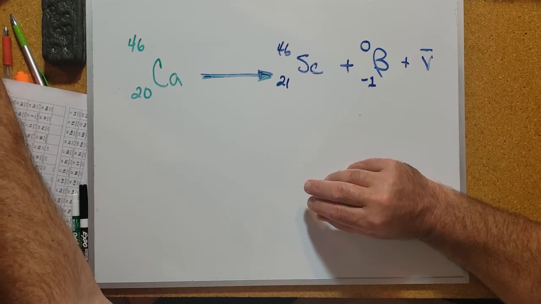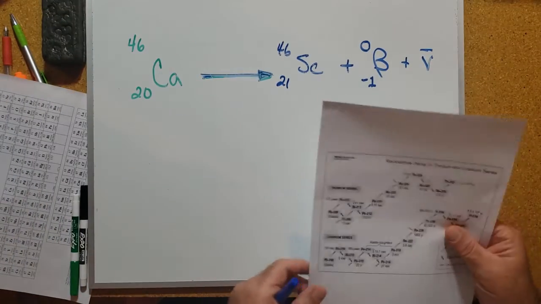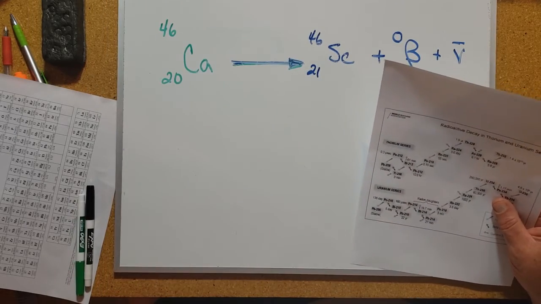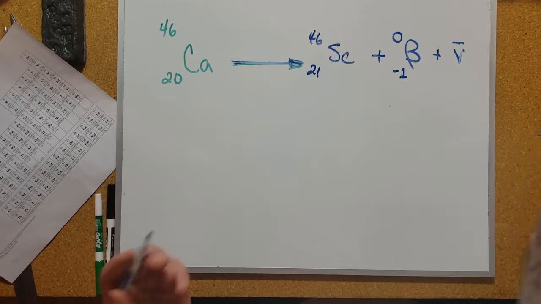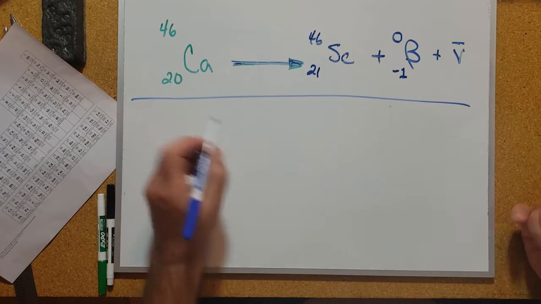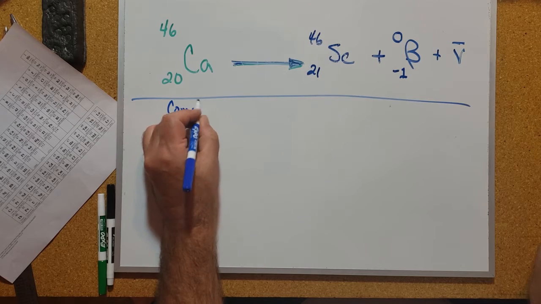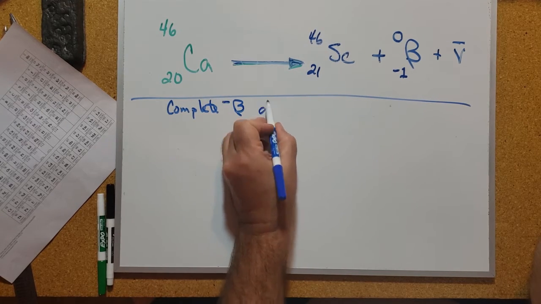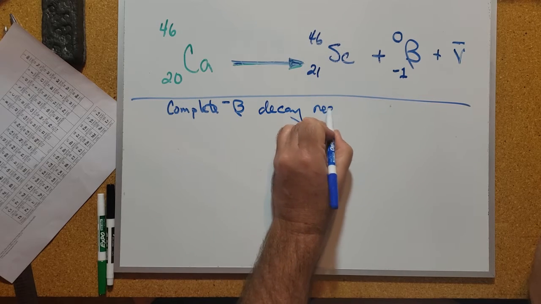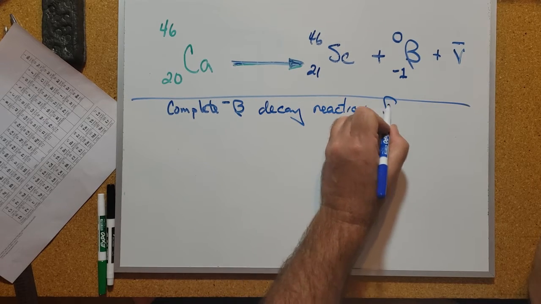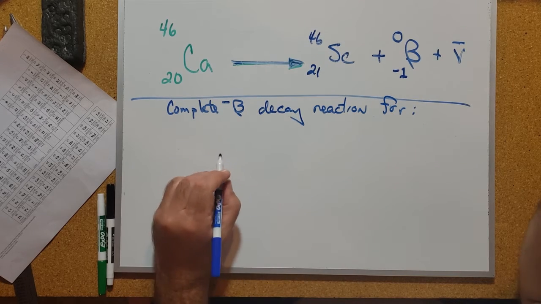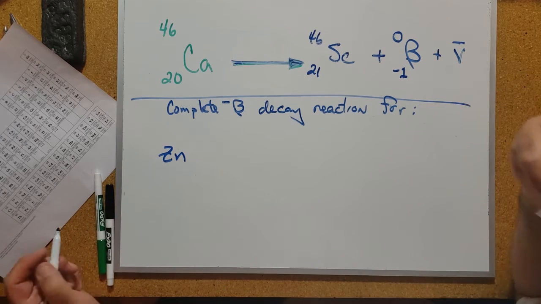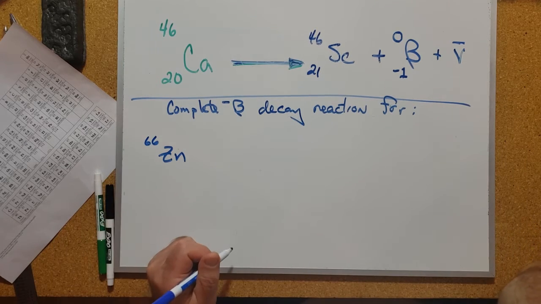Let's just go through and do a couple more examples of a beta negative emission. Let's say that we wanted the complete beta negative decay reaction for, and let's just say zinc with a mass of 66.